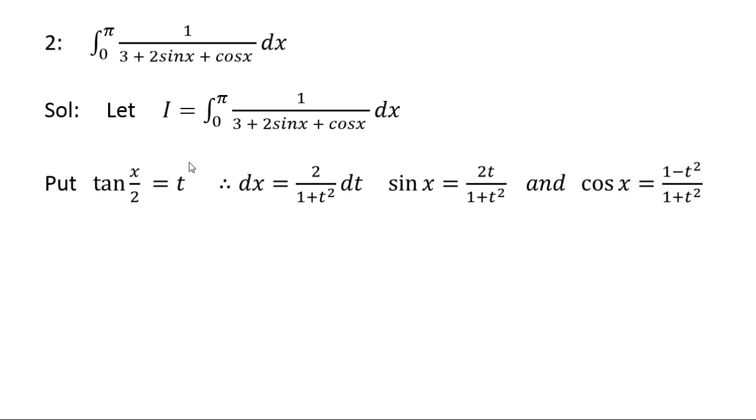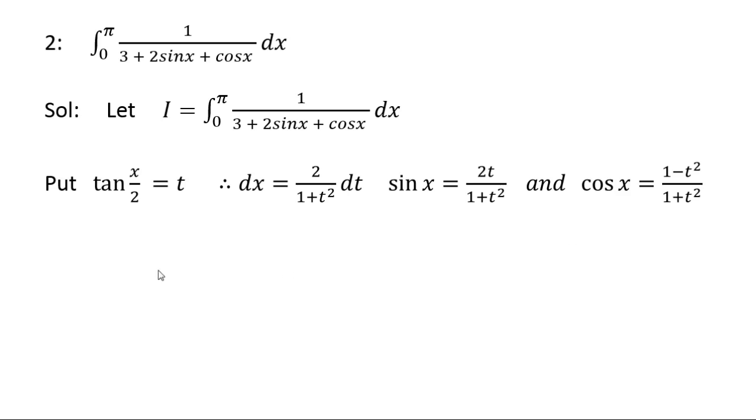When tan x by 2 is equal to t, this dx becomes 2 upon 1 plus t square into dt, or sometimes we read this as 2 dt upon 1 plus t square. This is the value of dx. What is value of sin x? Sin x is 2t upon 1 plus t square and cos x is 1 minus t square upon 1 plus t square.